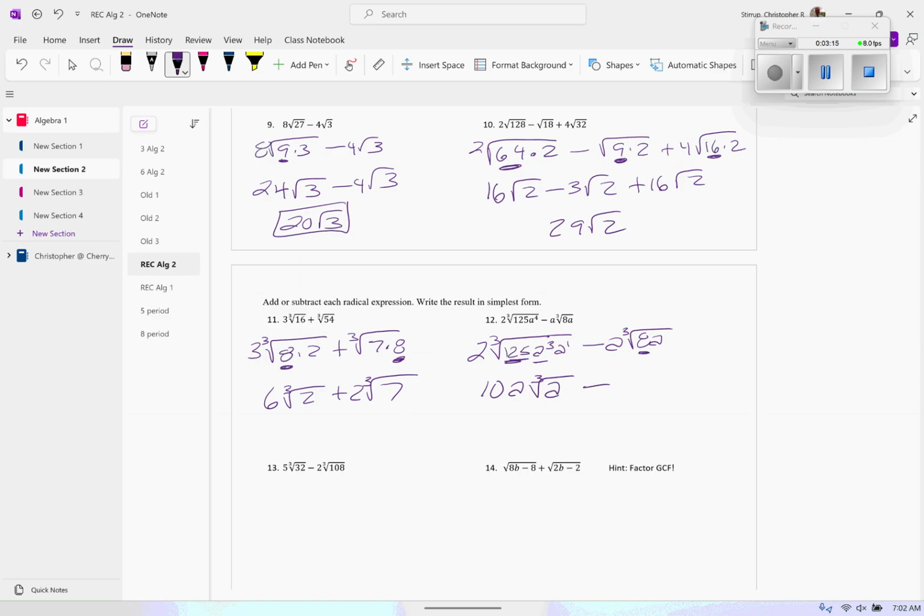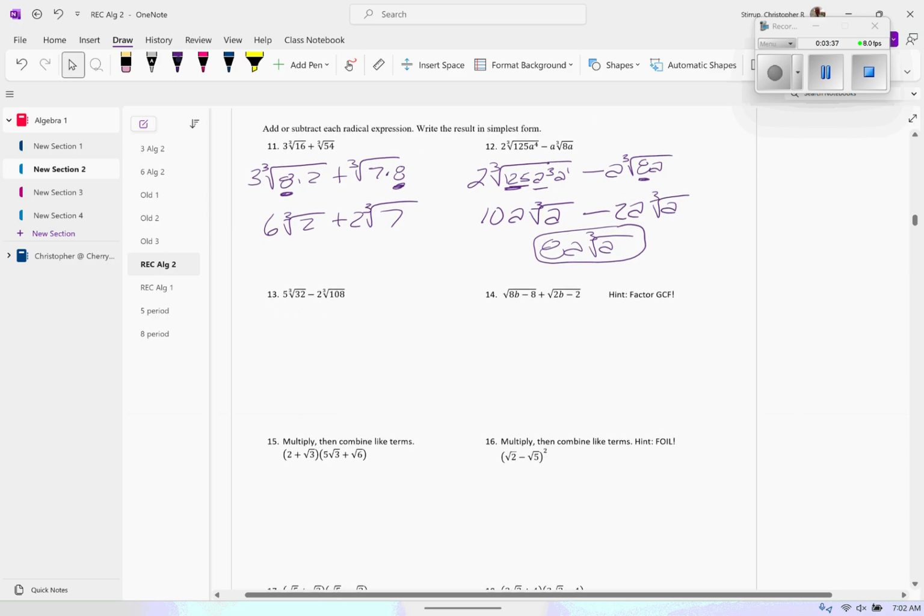Minus third root of 8 is 2. So 2 joins the outside a. So I get 2a third root of a. And I have third root of a's. I have both 10a and 2a. So 10a minus 2a is 8a, third root of a. That's what it looks like.